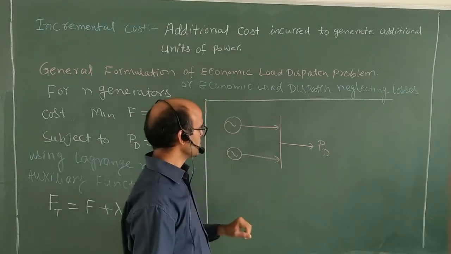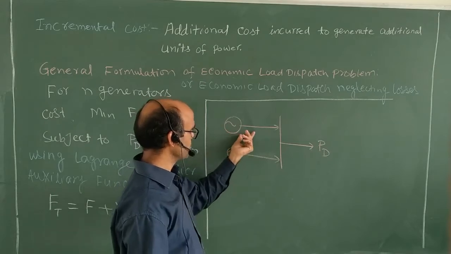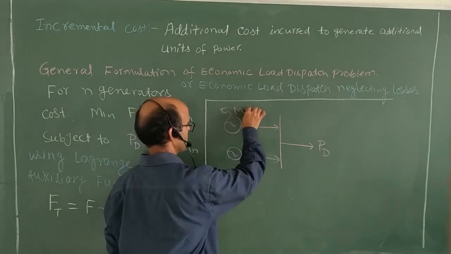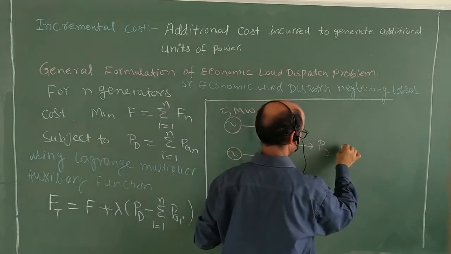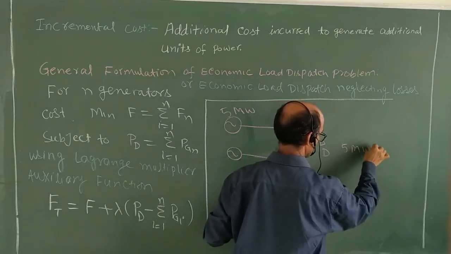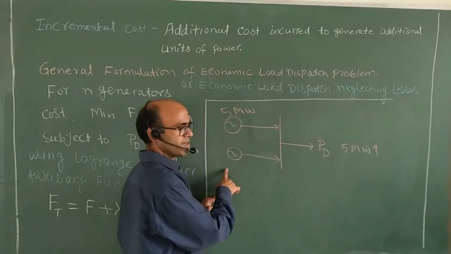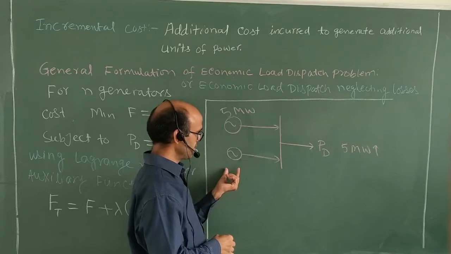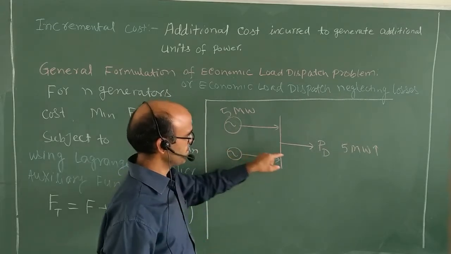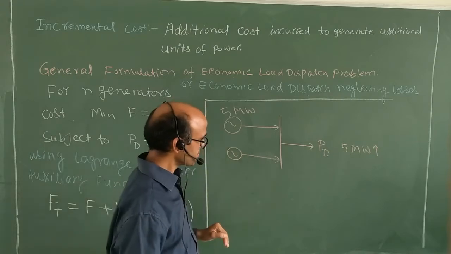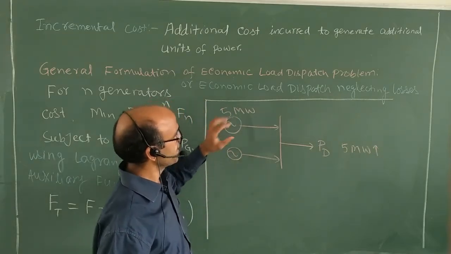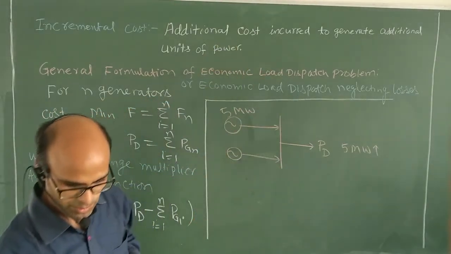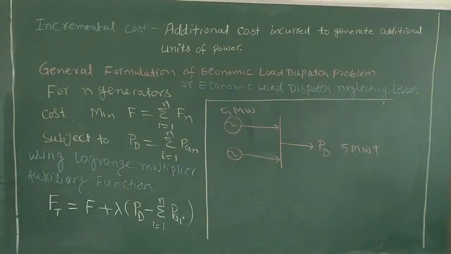So increasing demand to 2 megawatt or 5 megawatt has a different cost, and if you are increasing it to more than 5 megawatt, then you have to install an additional unit. So the cost is going to increase by a big amount as compared to the demand going from 2 to 4 or 5 megawatt, up to that capacity. That is called incremental cost. To study incremental cost, we have to formulate the problem in standard form.